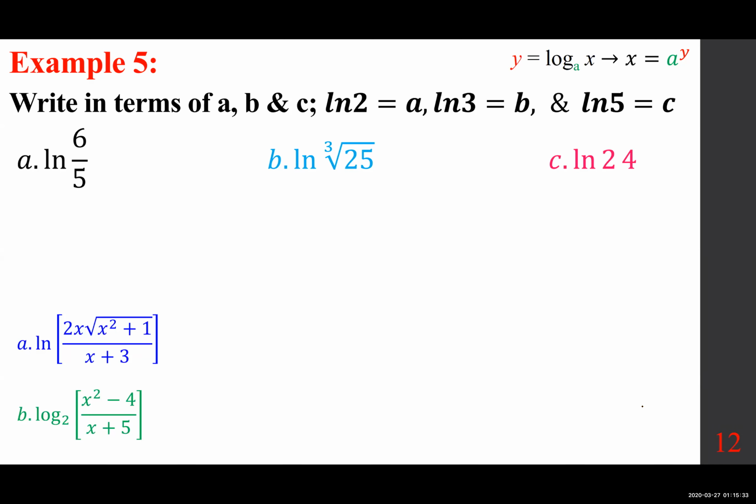For example, ln of 6 over 5. The bottom is 5, we are in good shape. But the top is not containing 2 and 3, just the way it's given. Is there anything we can do to fix the problem? ln of 6 over 5, what would we do? Anyone? Can we decompose 6 somehow? 6 is a product of what numbers? Anyone? 2 and 3.